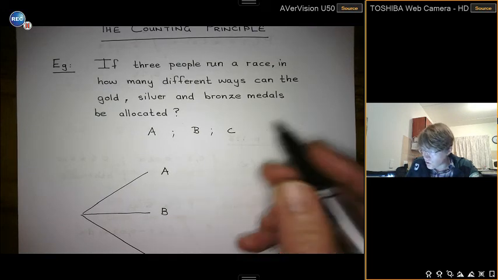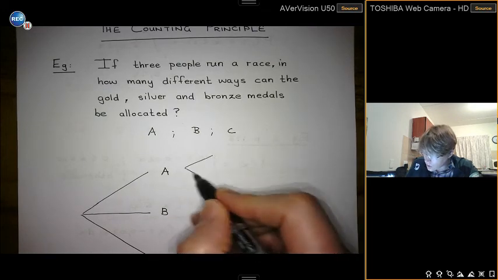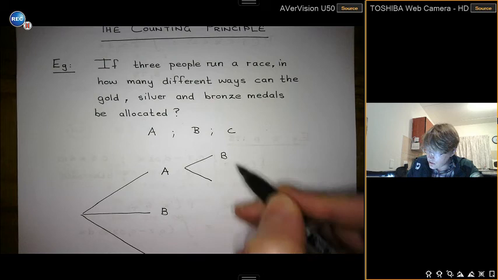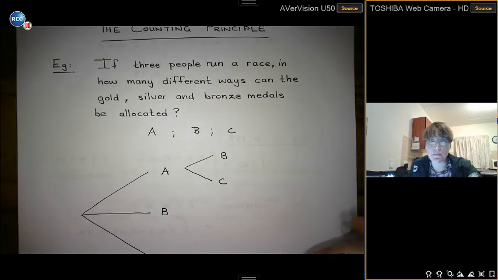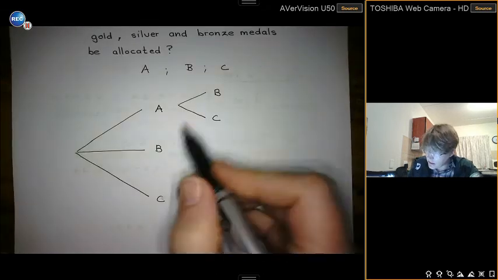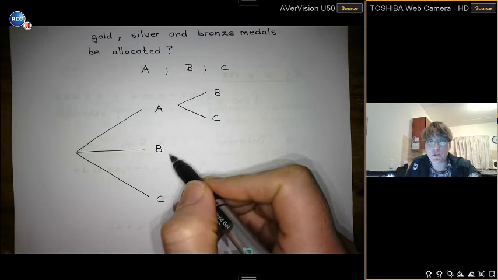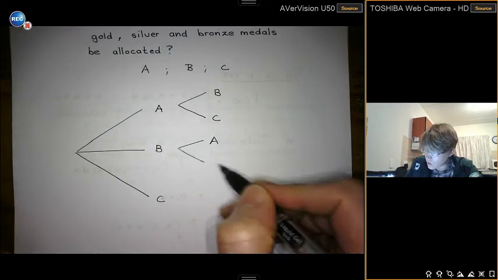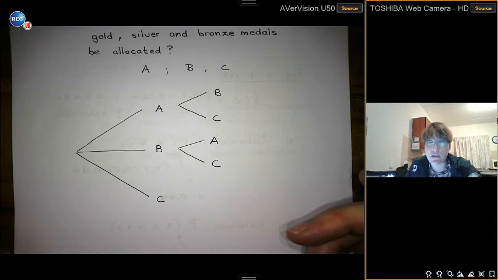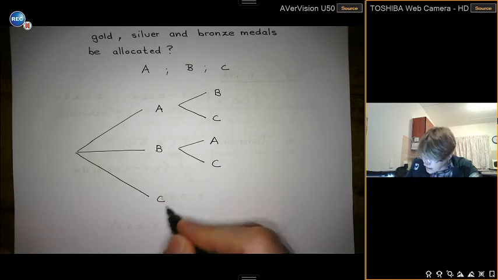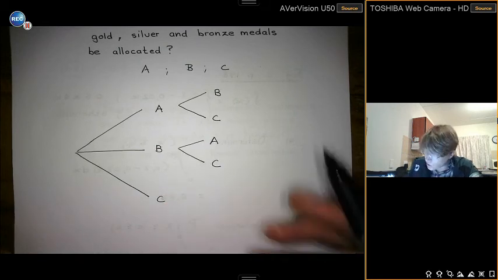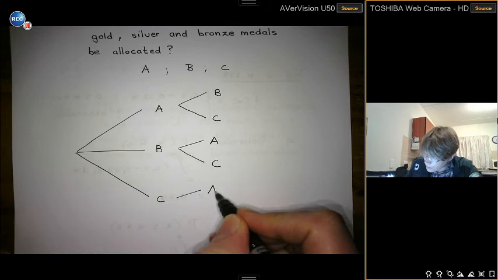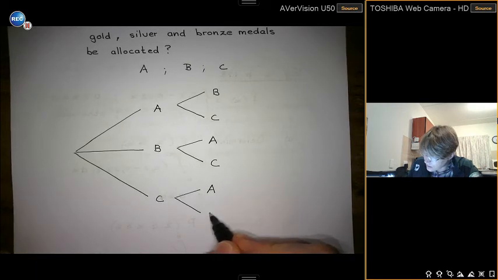So if A wins gold, then only B or C could win the silver. Or, if B crosses the line first, so B wins gold, then only A or C are available for the silver medal. If C crosses the line first and wins gold, then only A or B are available for the silver medal.